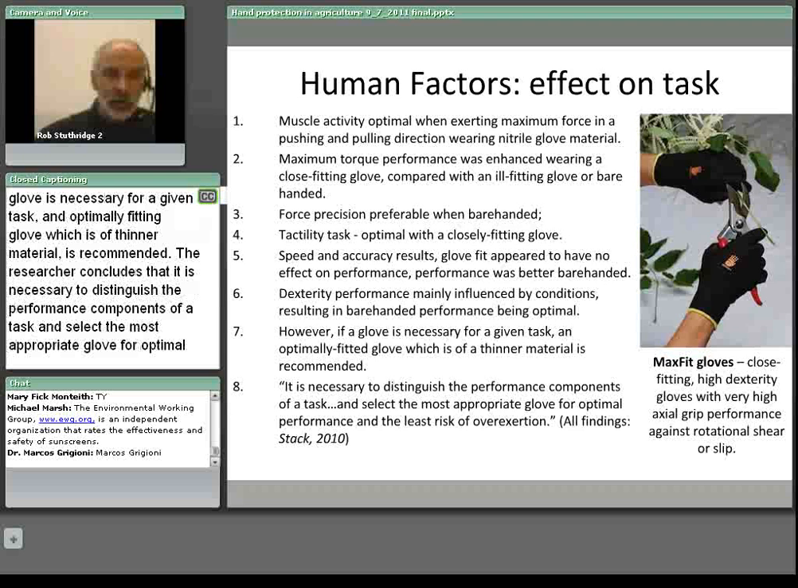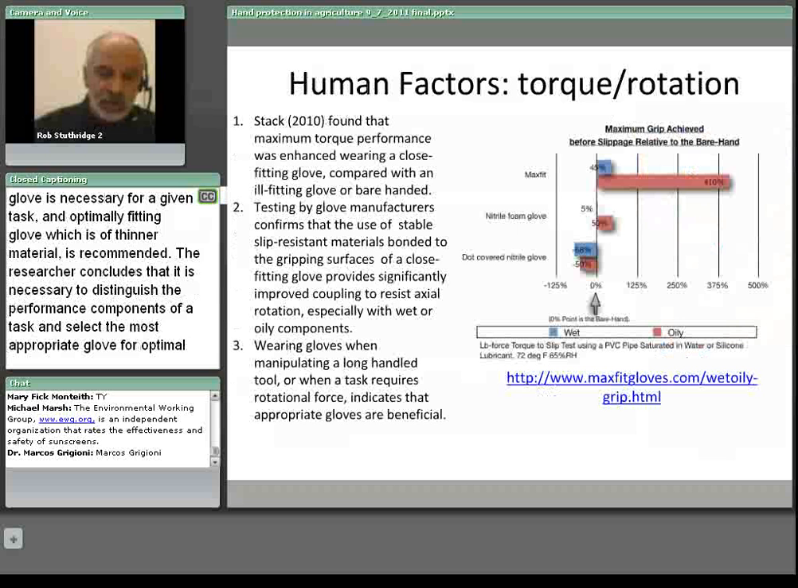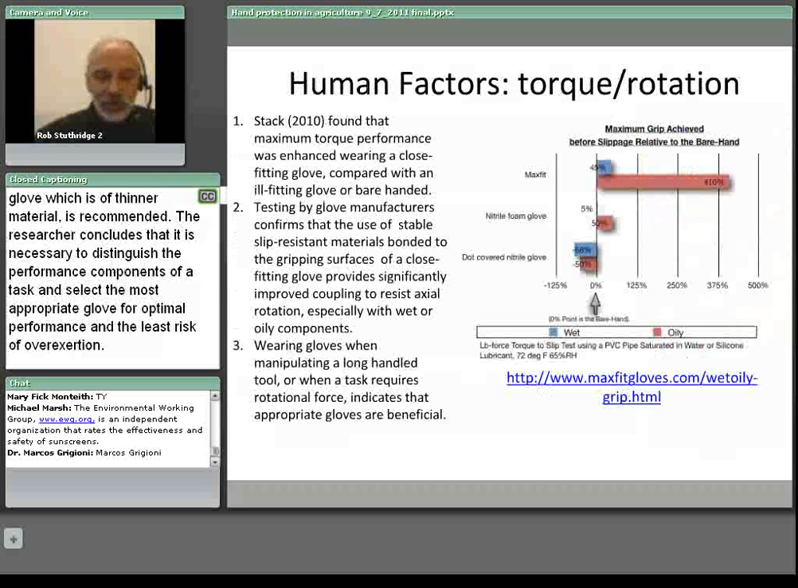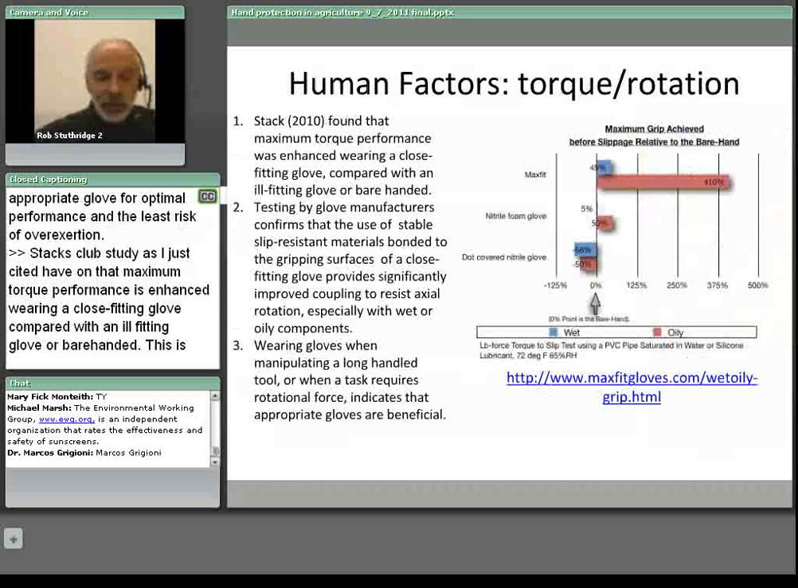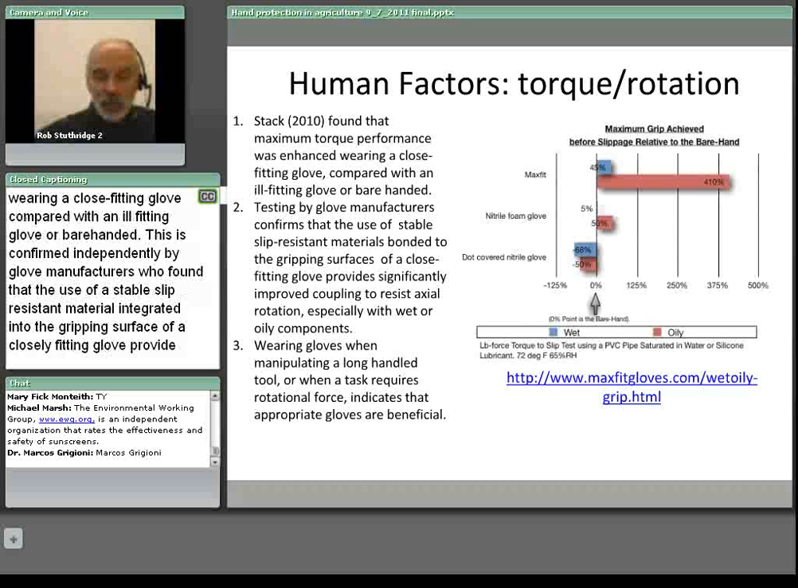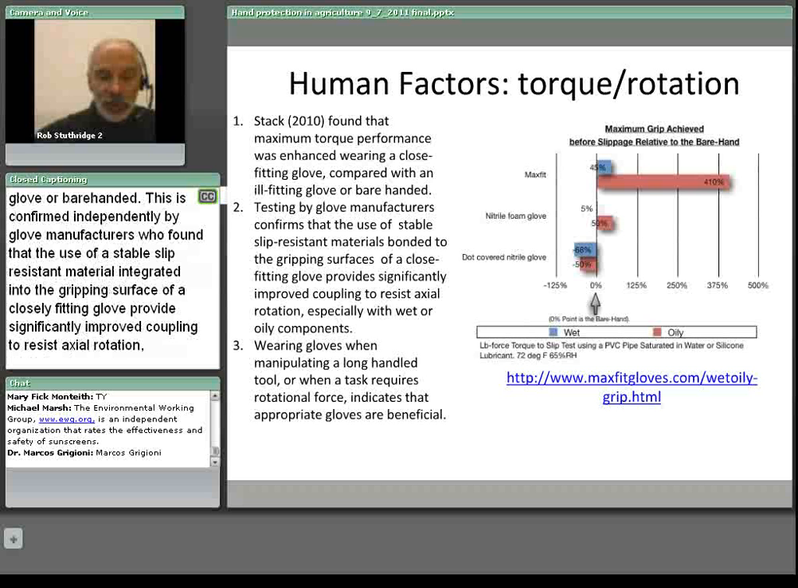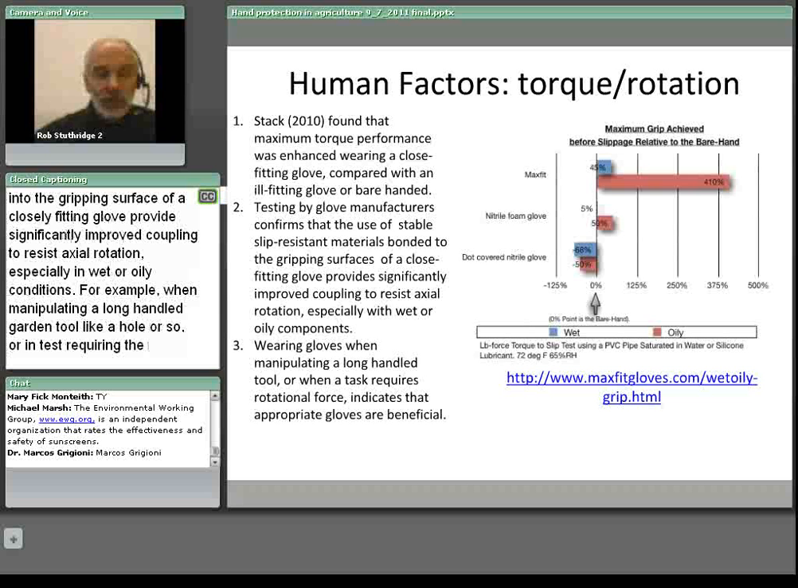The glove study, as I just cited, had found that maximum torque performance was enhanced wearing a close-fitting glove compared with an ill-fitting glove or bare-handed. This is confirmed independently by glove manufacturers who found that the use of a stable, slip-resistant material integrated into the gripping surface of a closely fitting glove provides significantly improved coupling to resist axial rotation, especially in wet or oily conditions. So for example, when manipulating a long-handled garden tool like a hoe or a shovel, or in tasks requiring the application of rotational force, perhaps to tighten or loosen threaded components, close-fitting, non-slip gloves will be beneficial.